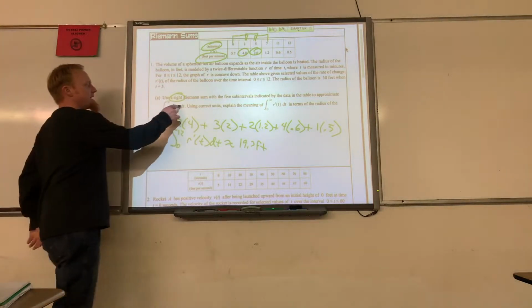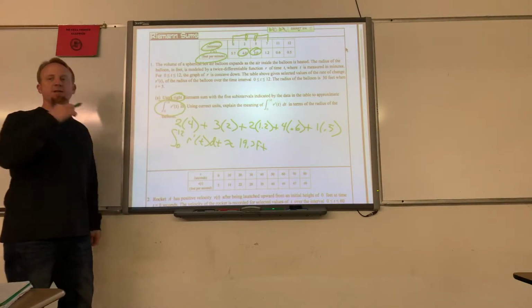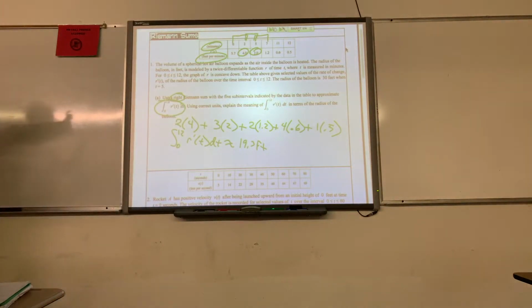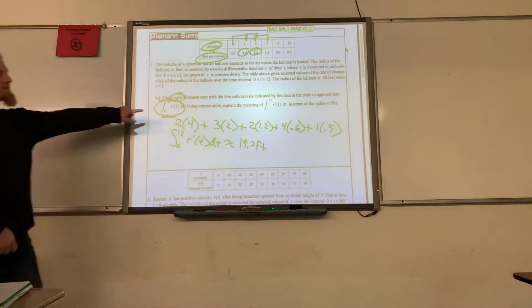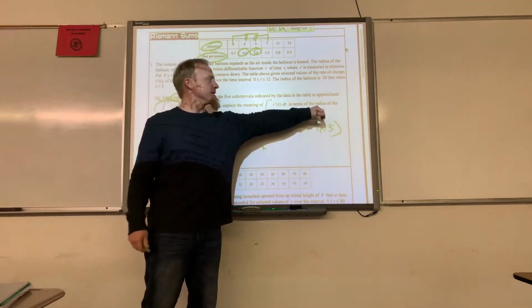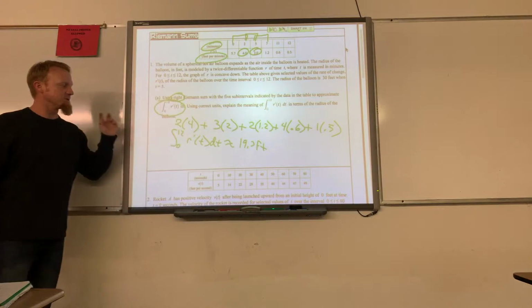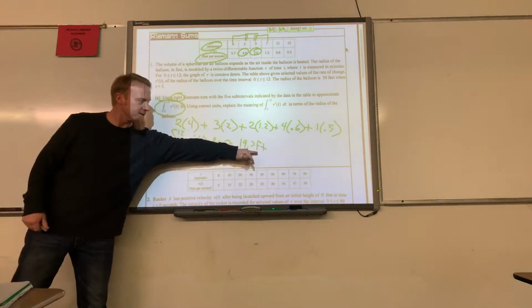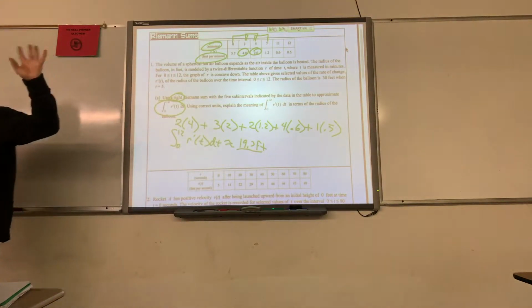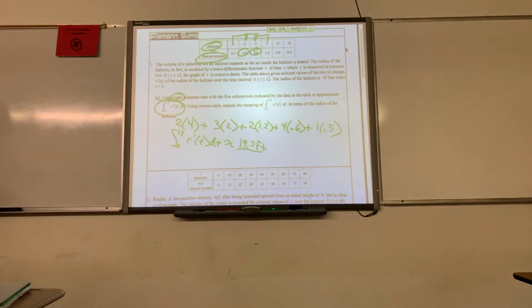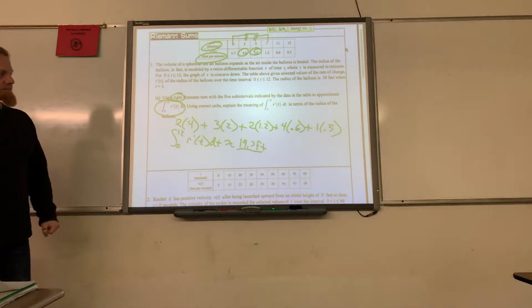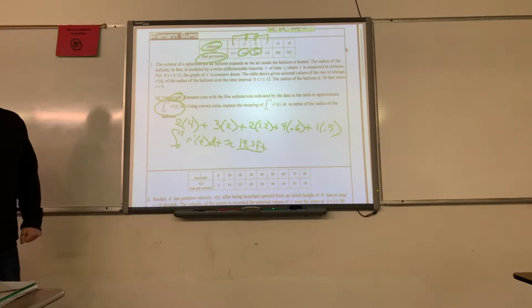All right, so let's take what Abby said. Abby did a pretty good job of explaining what this is. Now we want to be a little bit more specific and apply it to this problem, because it says, explain the meaning of this in terms of the radius of the balloon. So can somebody tell me what this 19.3 represents? Raise your hand, please. Alidi? The change of R from the interval 0 to 12 is approximately 19.3 feet.